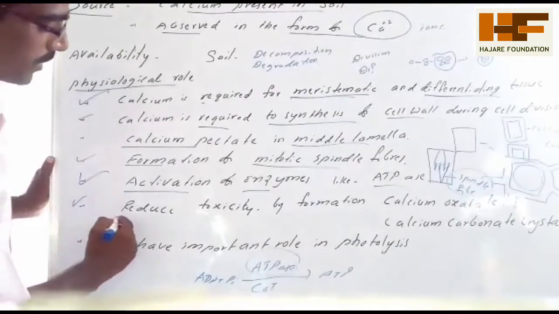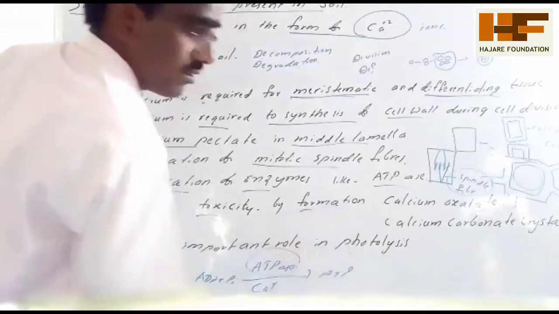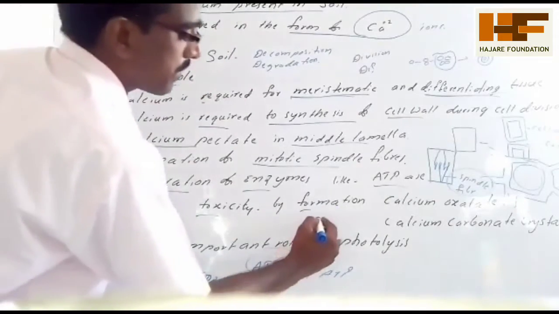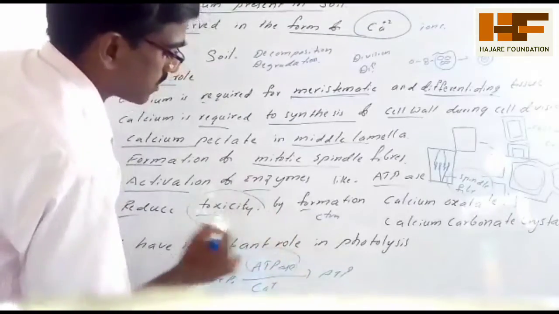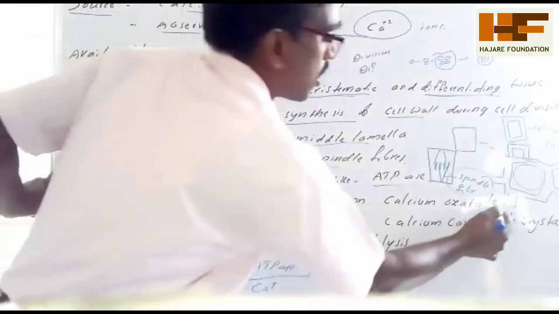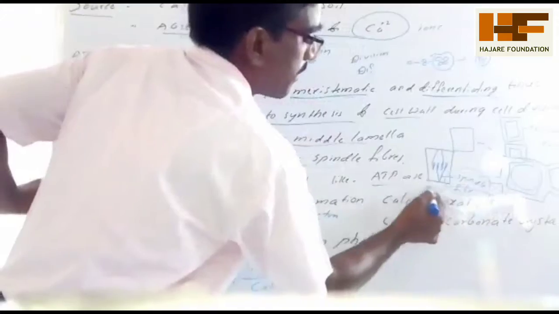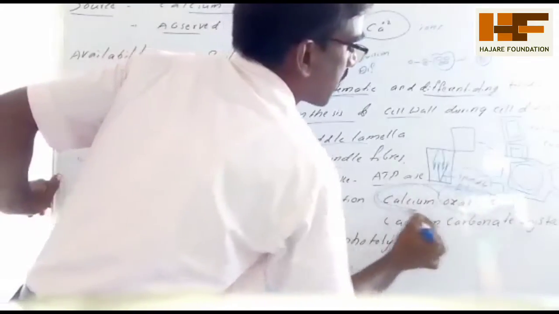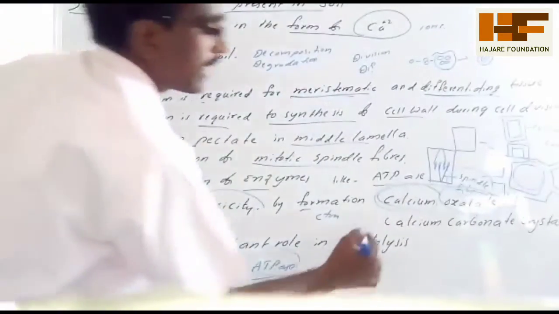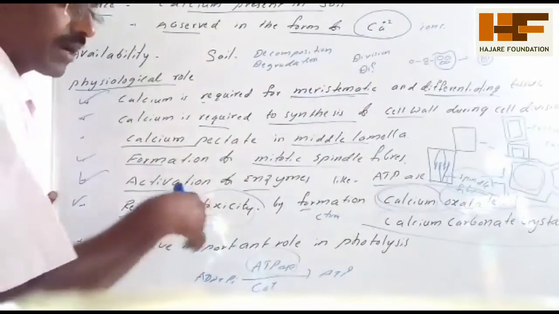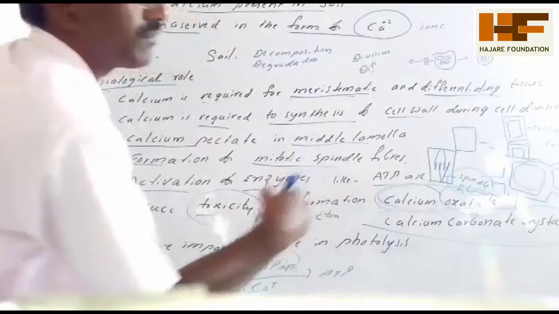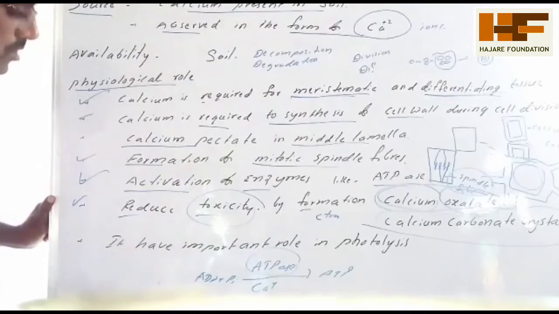Then it reduces the toxicity of the plant. In the plant body, sometimes various toxic materials are formed. The toxic materials are reduced. For example, oxalate is a toxic material. It combines with calcium and together they form calcium oxalate. Then calcium carbonate crystals. Here calcium combines with some toxic material and it becomes non-toxic plant parts.